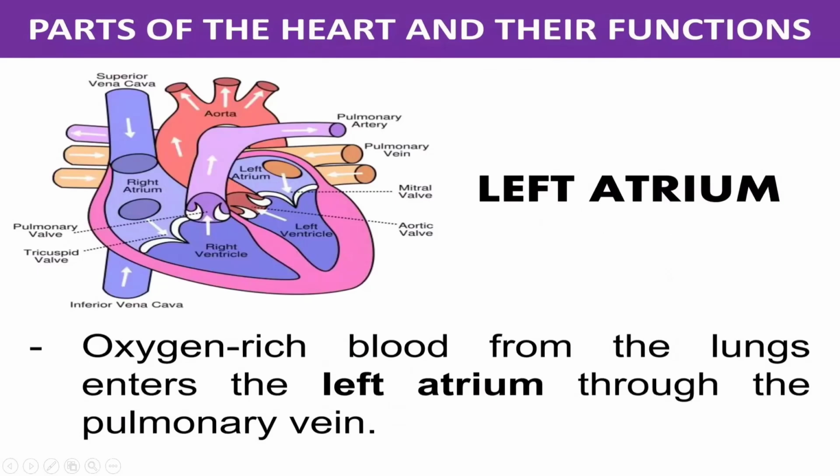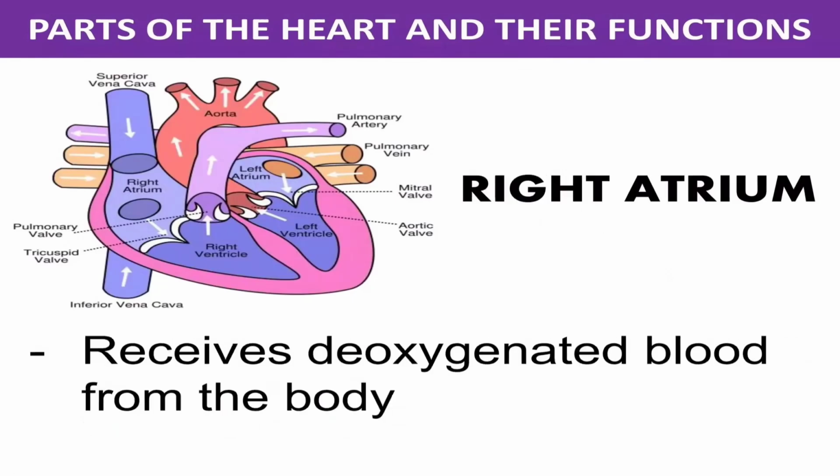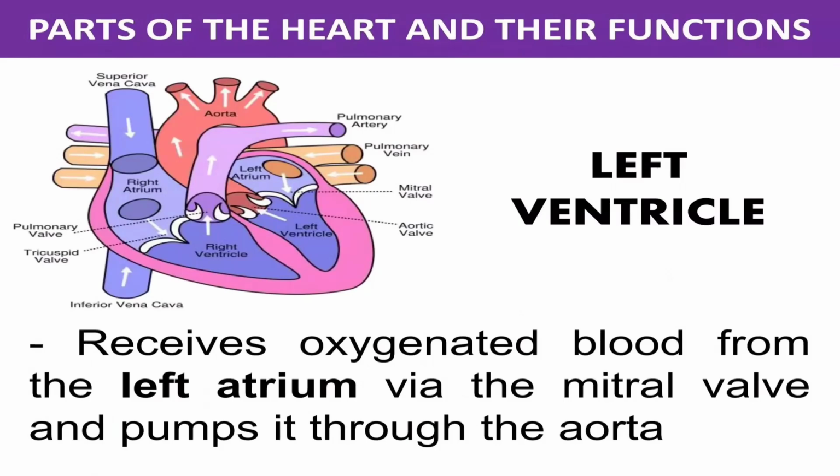Next is the left atrium. Oxygen-rich blood from the lungs enters the left atrium through the pulmonary vein. Next is the right atrium, which receives deoxygenated blood from the body.